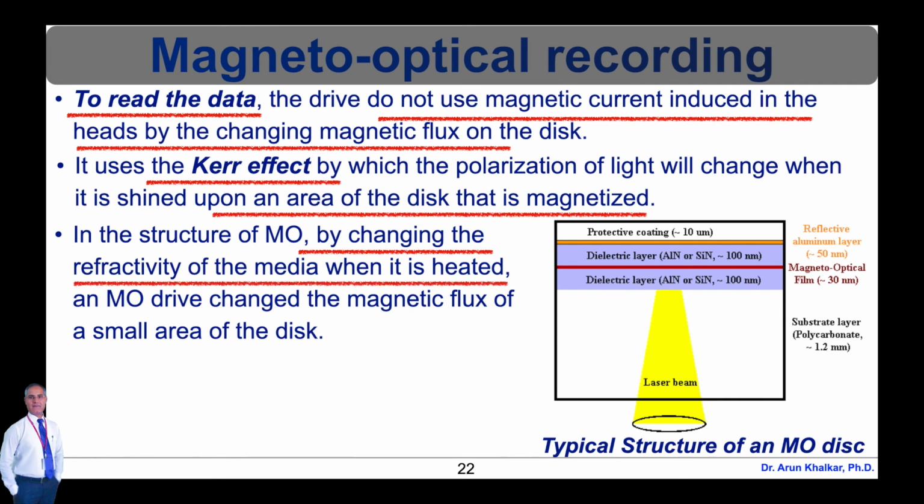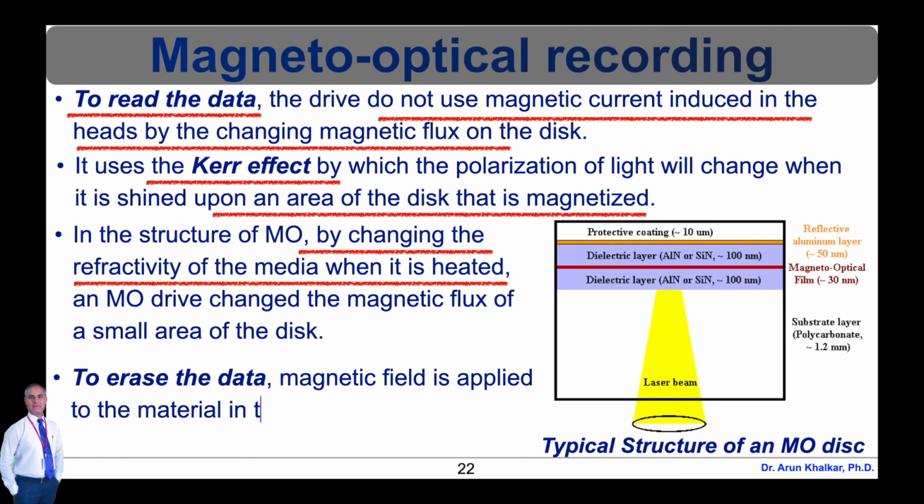As shown in this diagram, the structure of magneto-optical media is in some ways similar to that of CD read-write media. But instead of changing the refractivity of the media when it is heated, a magneto-optical drive changes the magnetic flux of a small area of the disk.